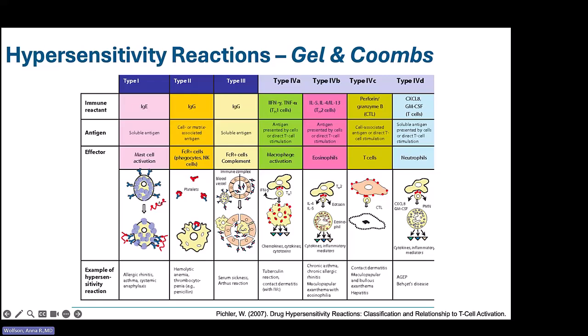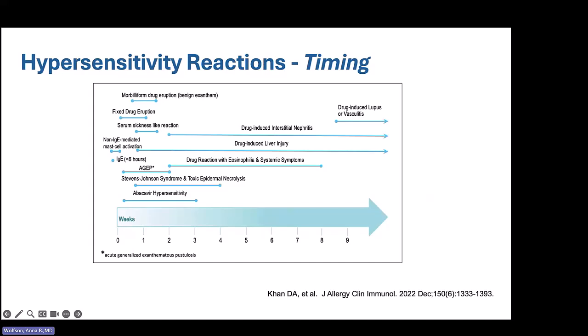And then type 4D is going to be neutrophil mediated, and that's, for example, AGEP, which we're going to be discussing during this talk. So just thinking a little bit more about a more detailed approach to the Gell-Coombs classification. I mentioned earlier the importance of timing, and this is super important when taking a good drug allergy history. This is a really useful way of thinking through the different types of drug allergy reactions that can occur.